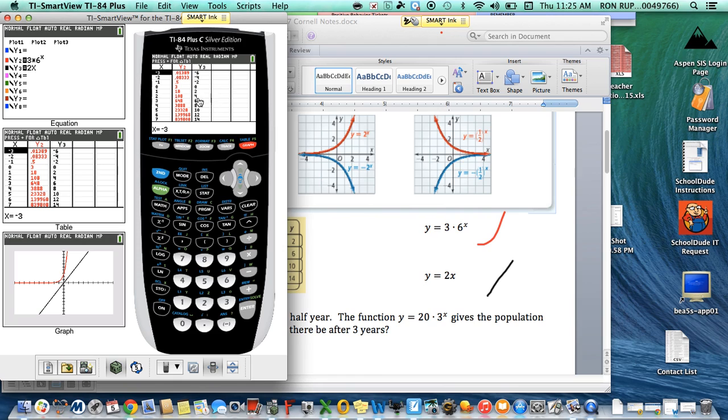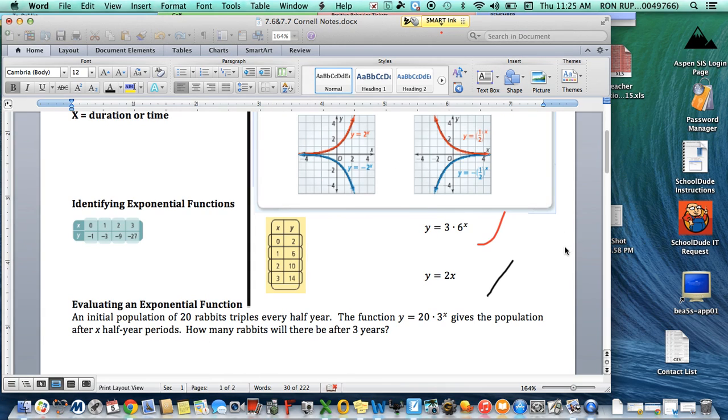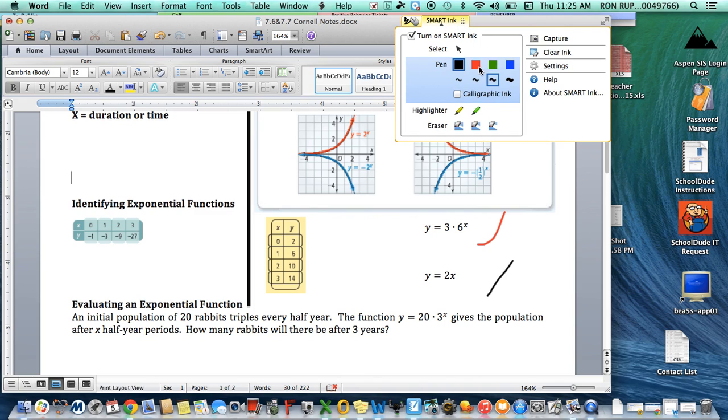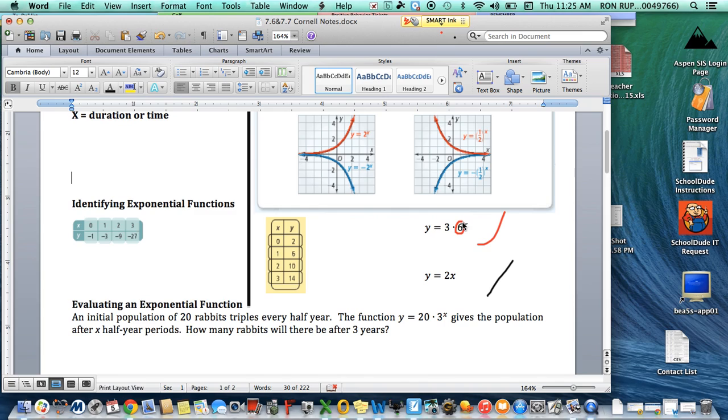Now, this red table, I said, goes up by 6. Well, this value here tells us that. That's why b is called the factor. That'll tell what my output goes up by. Multiply by 6 each time. And so that is going to be kind of your starting point.